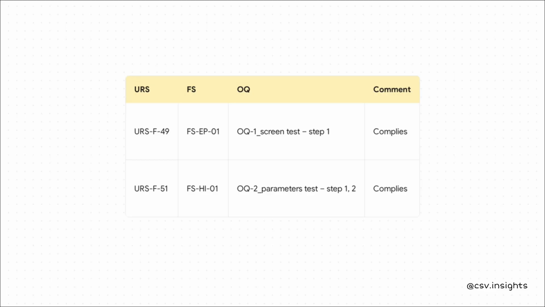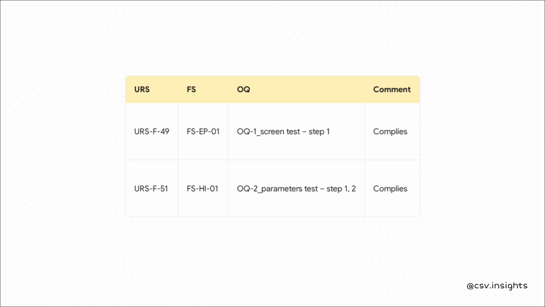And this table just shows you how brilliant it is. Look, you can literally see how a user requirement, this URS F51 right here, is directly linked to a specific design spec, which is then proven by this exact OQ test step. It creates a perfect, unbroken chain of evidence from the initial request to the final proof.